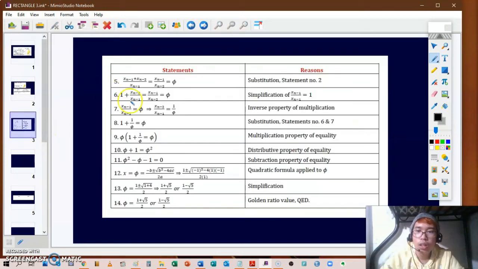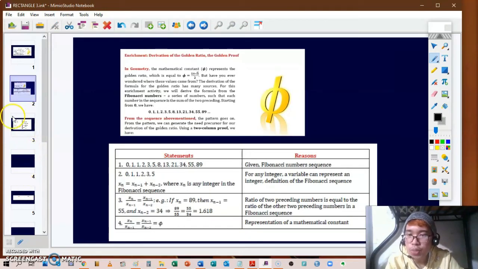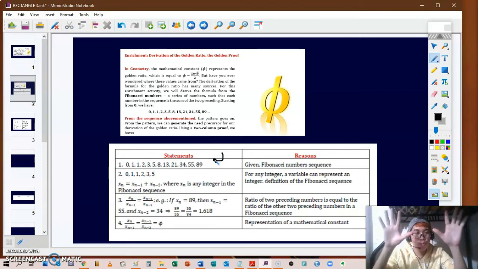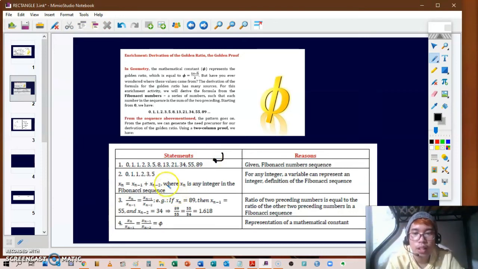So let's check. We have here the first part of our proof. We have the Fibonacci numbers. If we write a 2-column proof for that, the first statement is the given: 0, 1, 1, 2, 3, 5, 8, and so on and so forth, the Fibonacci numbers. From that, we can derive an equation. x sub n is the number that's next in the pattern.